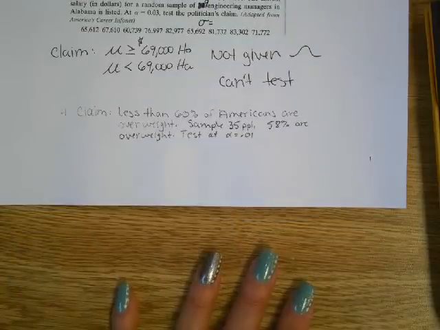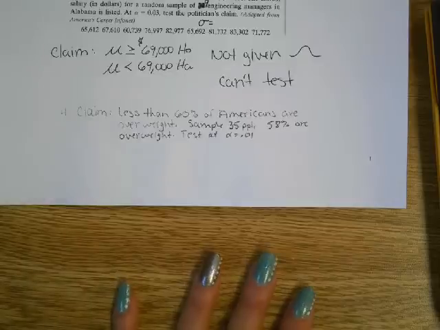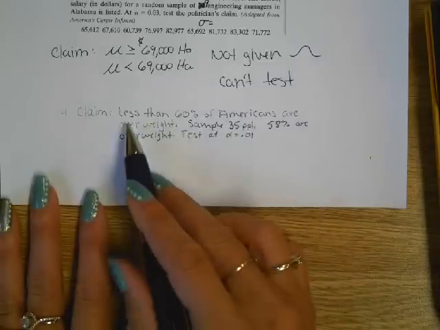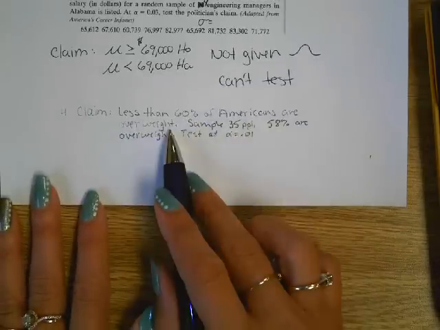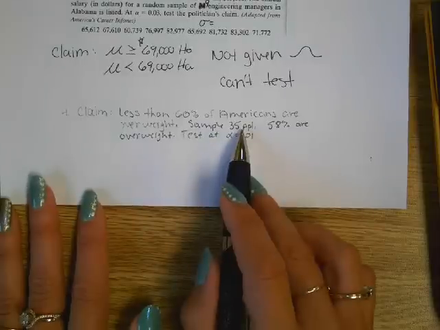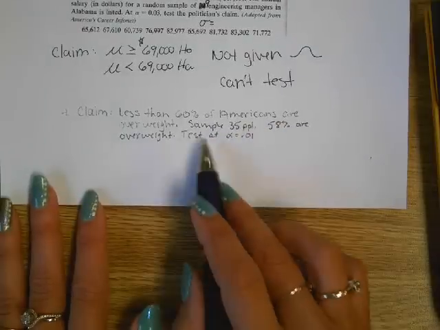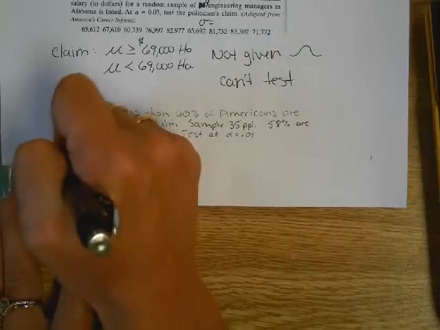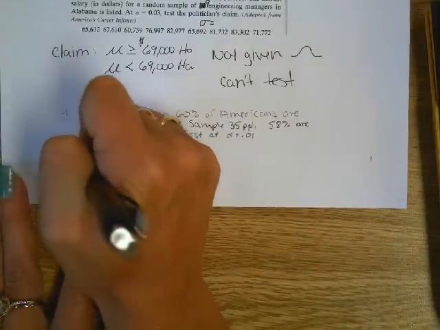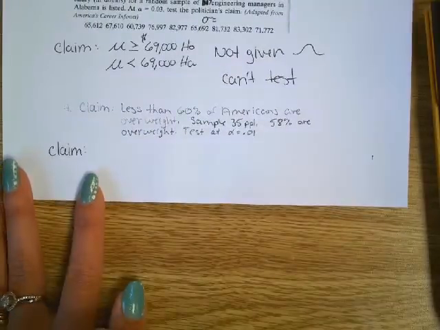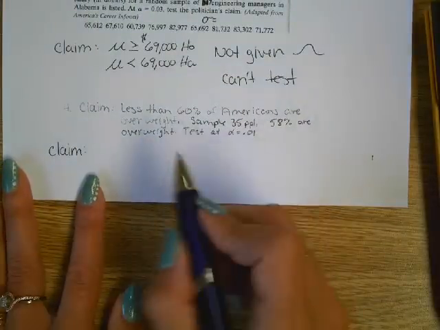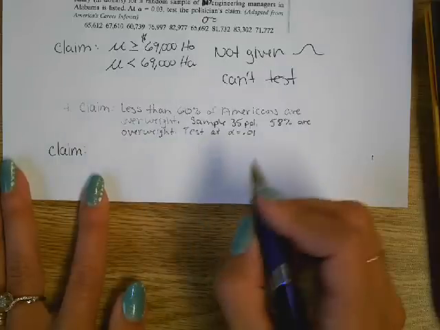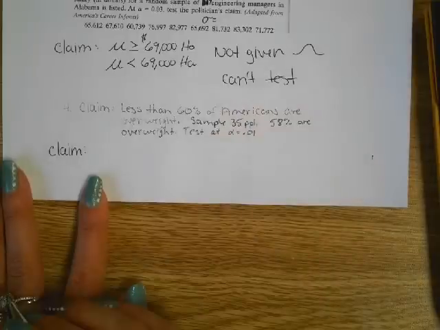Alright, number 4. I made this one completely up. This is not based off anybody's data, but me making up a problem. Less than 60% of Americans are overweight. Sample 35 people. 58% are overweight. Tested at 1%. Alright, so here's the claim: less than 60% of Americans.